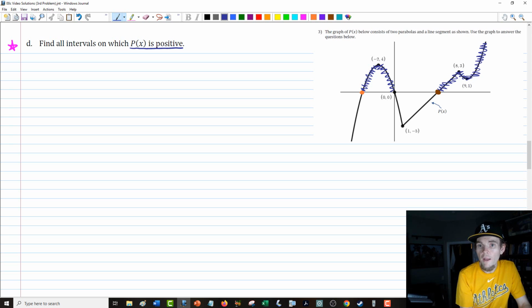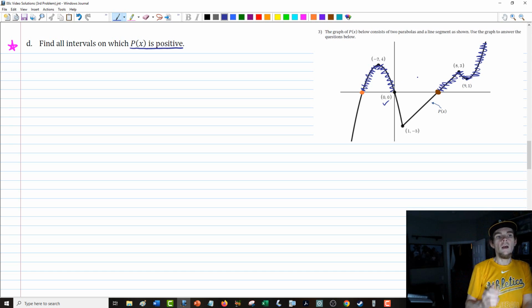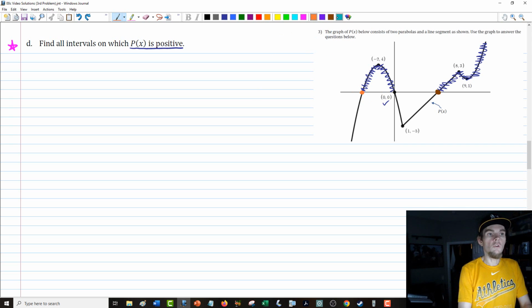Just where is the graph's y-coordinate positive, or where is the graph above the x-axis? So we have 2 sections to go with. Good news for us, we have that this section in the beginning ends at x equals 0. That's helpful. We know 0 is going to be one of the endpoints of our interval. The problem is we don't know the other x-intercept here, nor do we know the x-intercept right there on the line. So to do that, we're going to actually have to solve for those 2 pieces.